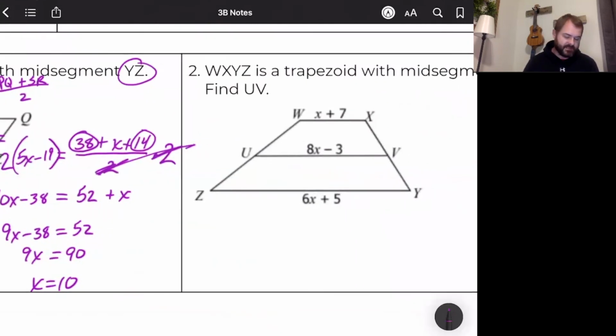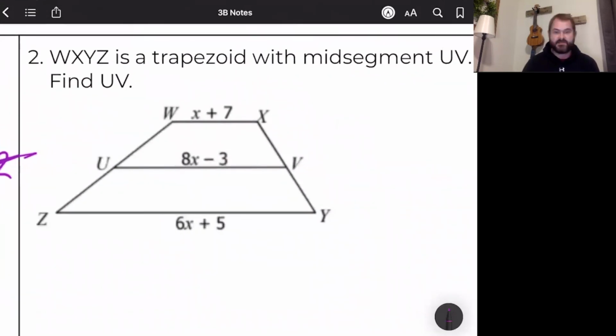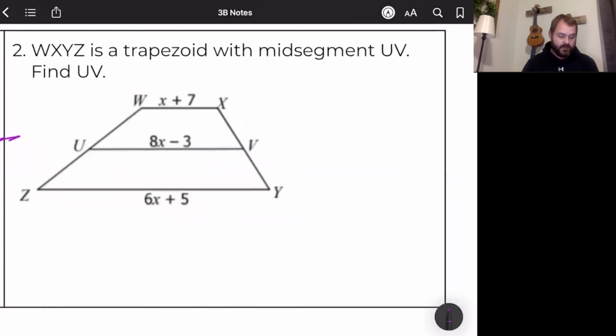Okay, one final example here. Again, very similar. What I'm going to do is I'm going to let you set this up kind of the same way we did the last one, and get your equation, solve it for x, and then we're going to plug back in and find UV. I want you to pause the video and try this one on your own. If you need some help with it, or if you just want to check your answer, click play when you're ready, and we'll see what our answer should be.